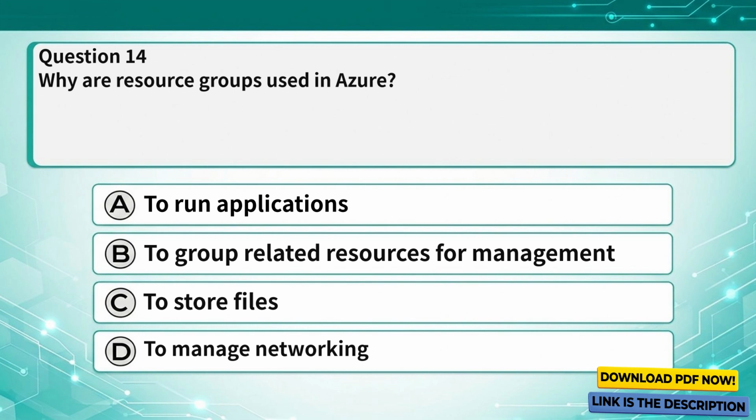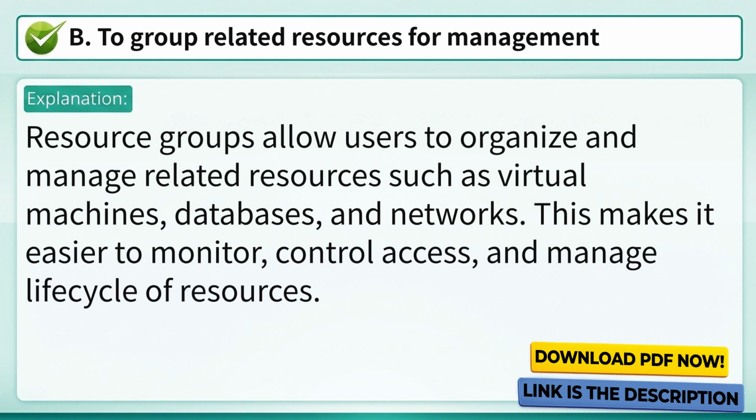Question 14. Why are resource groups used in Azure? A. To run applications. B. To group related resources for management. C. To store files. D. To manage networking. Answer. B. To group related resources for management. Explanation. Resource groups allow users to organize and manage related resources, such as virtual machines, databases, and networks. This makes it easier to monitor, control access, and manage lifecycle of resources.